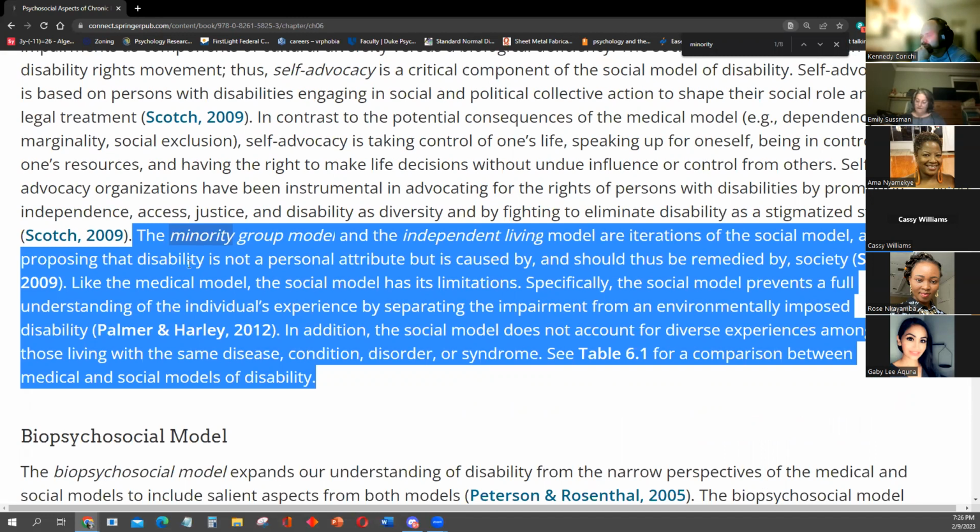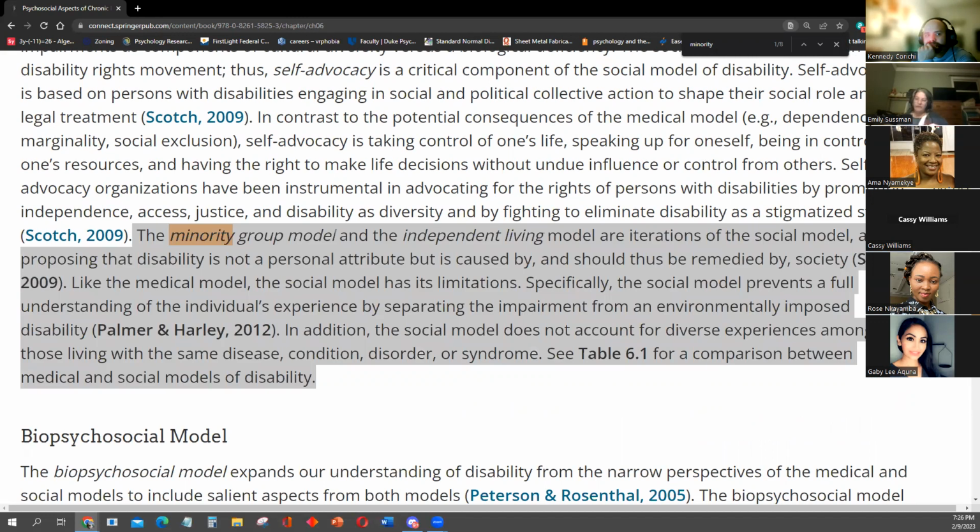So it talks about how these two models iterated of the social model, which also proposes that disability is not a personal attribute, but is caused by, and should thus be remediated by, society. I didn't even know what else to put for it, I just know that it was included in here. So Kennedy, what do you think, in addition to what I said?